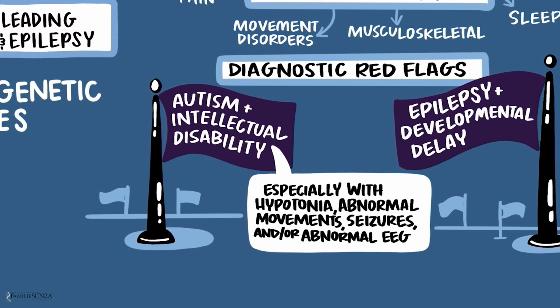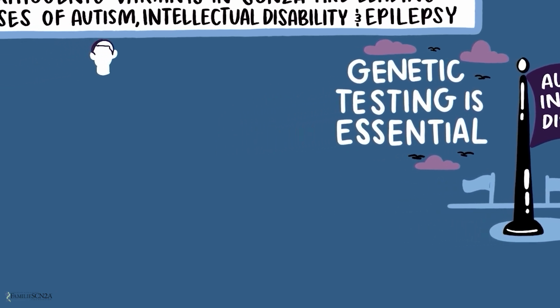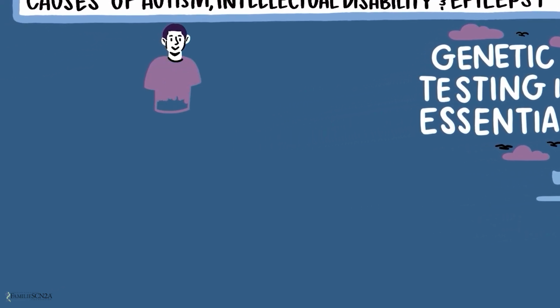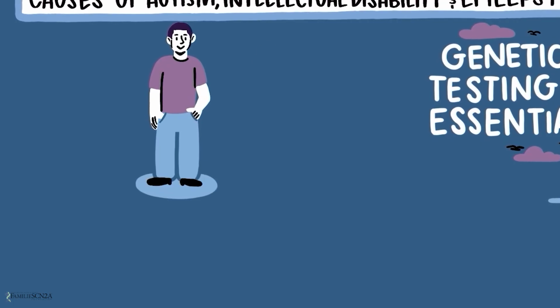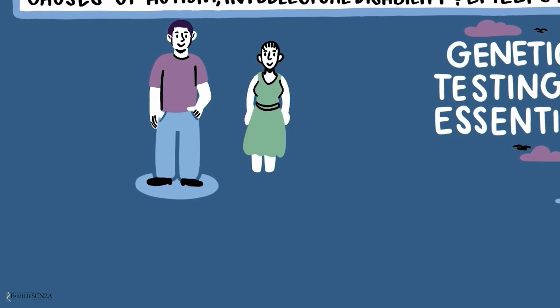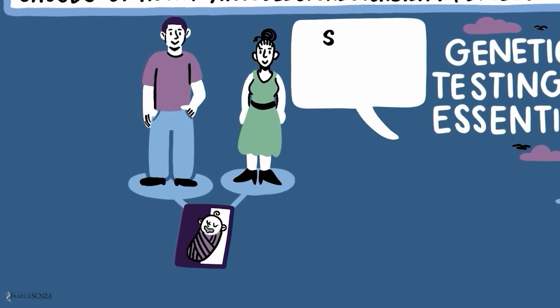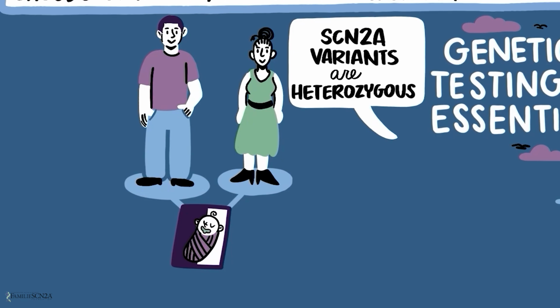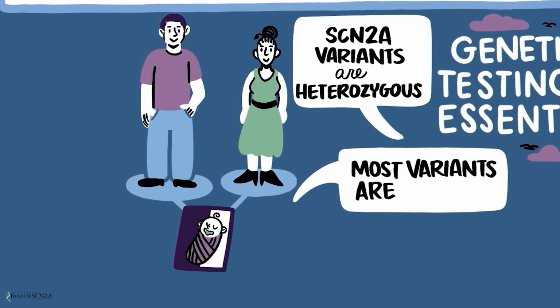In current practice, most diagnoses are made by genetic testing, either with targeted epilepsy or neurodevelopmental gene panels, or broader exome or genome sequencing, often in a parent-child trio including both biological parents. Pathogenic SCN2A variants are most often heterozygous, meaning only one copy of the gene has the variant. Most SCN2A variants are also de novo, meaning they were not inherited.